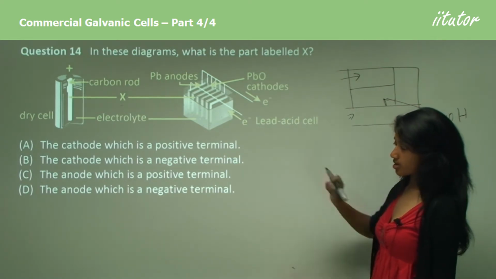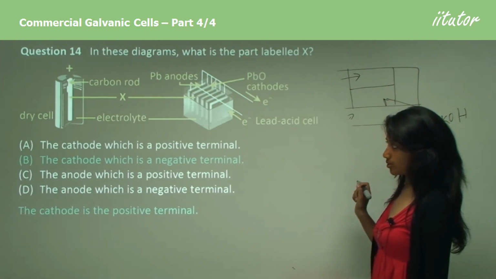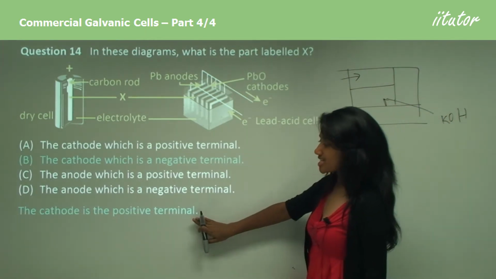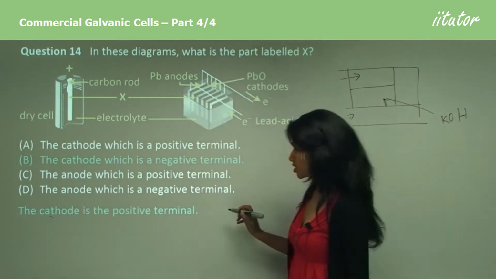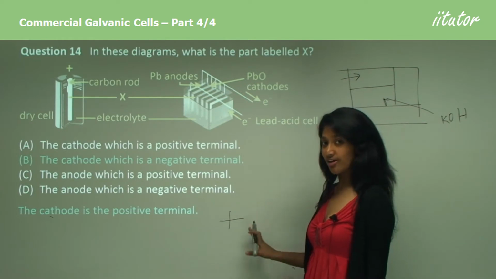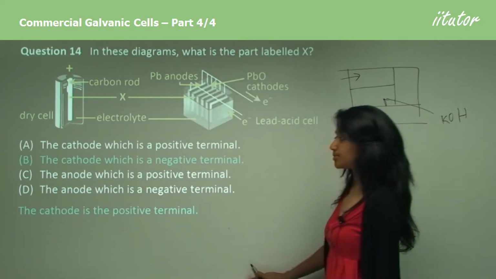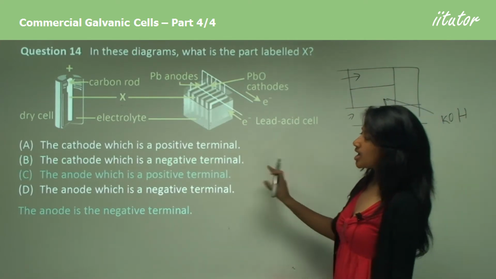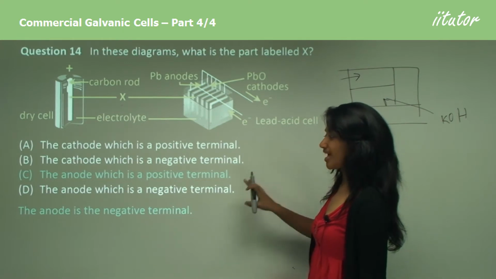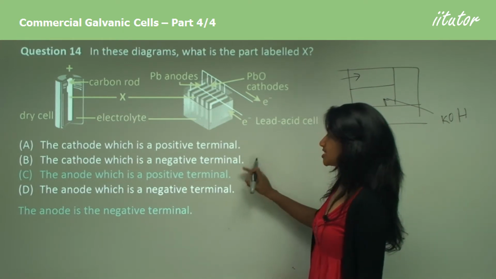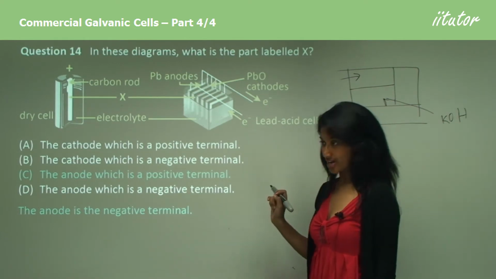Let's first consider option B, the cathode, which is a negative terminal. The cathode is the positive terminal. Remember, the T in cathode shows the positive side. So therefore, cathode is a positive terminal, and statement B is incorrect. Statement C, the anode, which is a positive terminal. The anode is a negative terminal. They say the same thing but using different words. So both of them are incorrect.